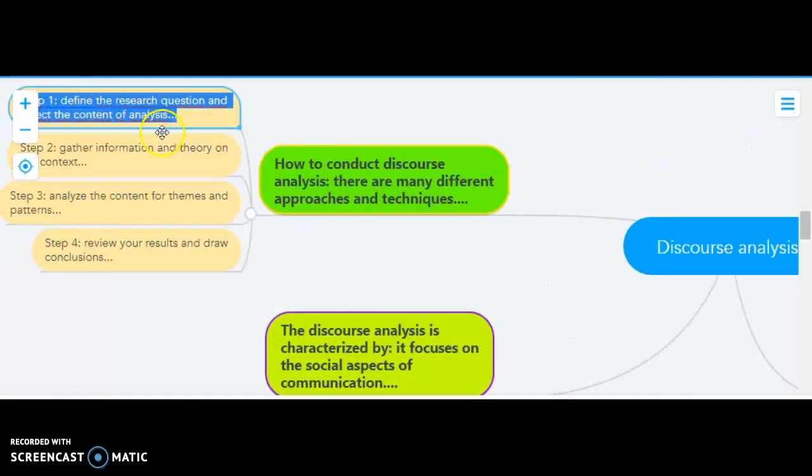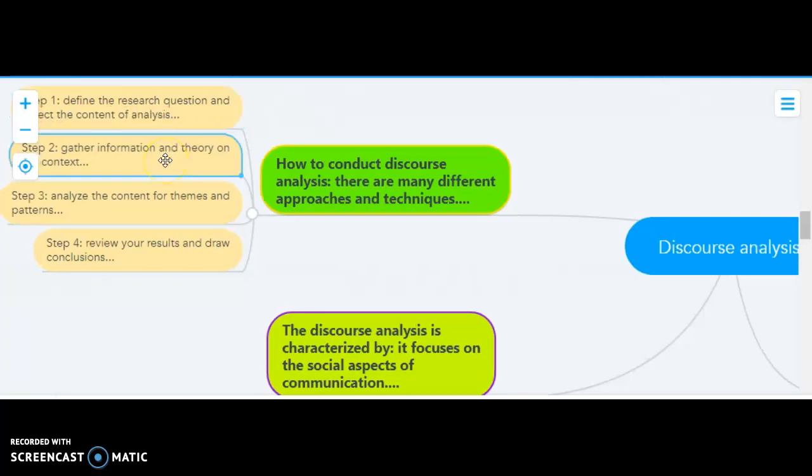And step number 1 is to define the research question and select the content of analysis. It refers to when you have developed your question, you select a range of material that is appropriate to answer it.